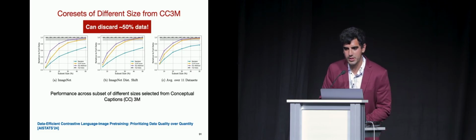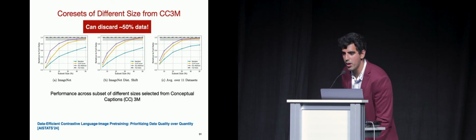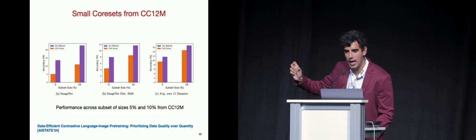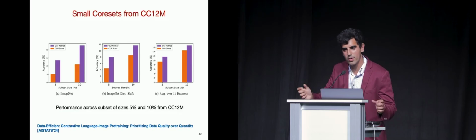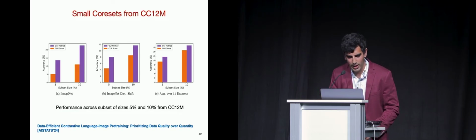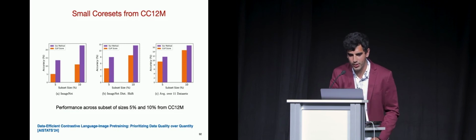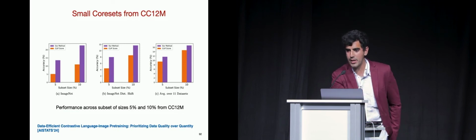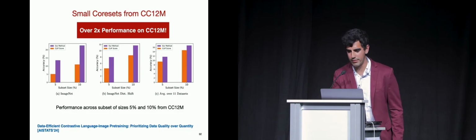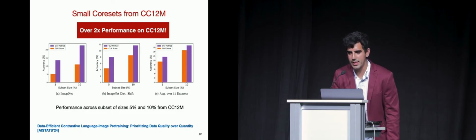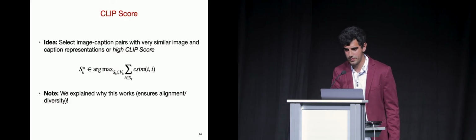And so now I have some results for this. Here, the purple line is our method. The yellow line is half of our method, like clip score, the first part of our objective. And the blue line represents subsets that are selected randomly. And the black line on top is the performance of the full data. And you can see that for different tasks, like ImageNet distribution shift and a bunch of other tasks, you can discard up to 50% of the data.